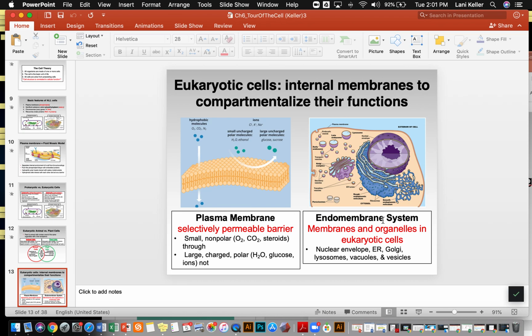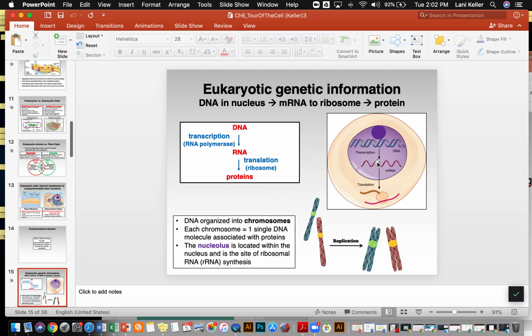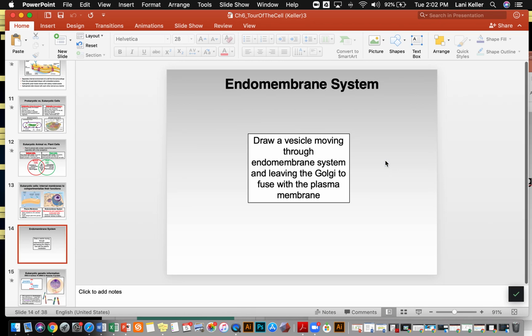The endomembrane system is also really important for different membranes in the cell. That's how we get phospholipid bilayer. That's how we get a lot of the cell. So the endomembrane system, I'm not going to draw it, but it has the nuclear envelope going to the ER, going to the Golgi, going out of the cell. And then we have lysosomes, vacuoles, and vesicles in there as well.